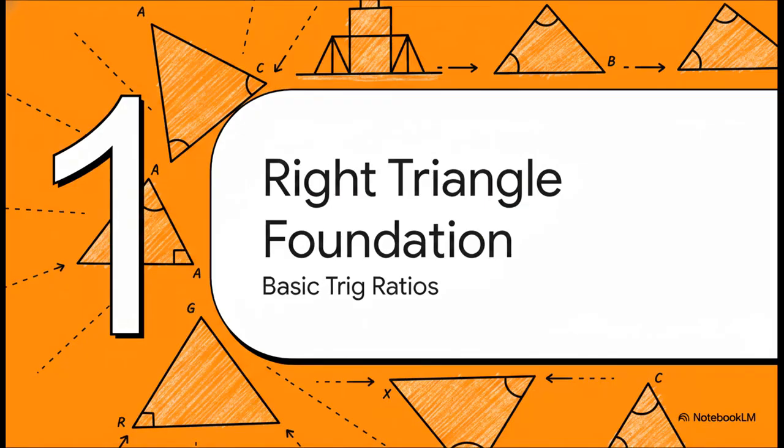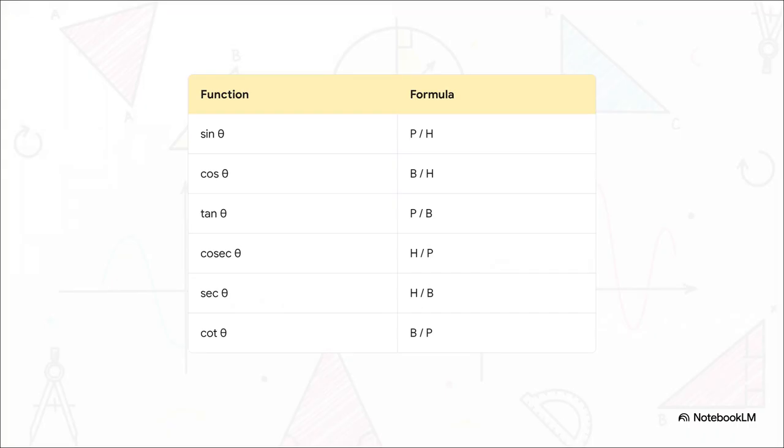Okay, level 1, the right triangle foundation. So these 6 basic ratios right here, this is your fundamental toolkit. You've got your angle, theta, and your 3 sides, the perpendicular, the base, and the hypotenuse. Sine, cosine, and tangent are your primary tools mapping those sides together.